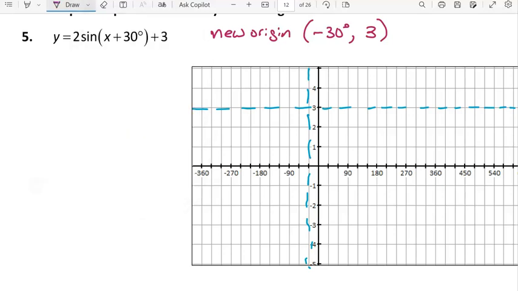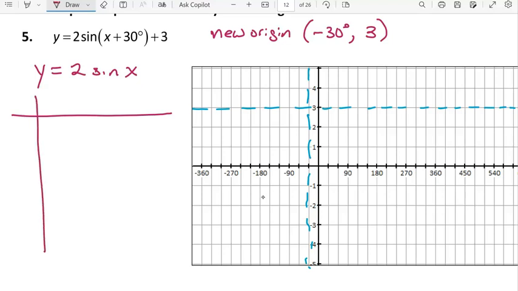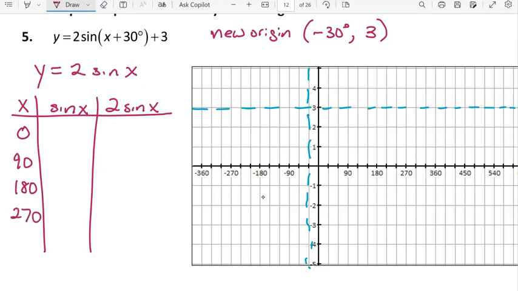And then I'm going to graph a related function that takes those translations out. So I'm going to graph y equals 2 times the sine of x. So we have an x value, we input it, take its sine, and then multiply it by 2 to get the y value of that related function where we've taken the translations out of it. So our inputs for the sine function are the quadrantal angles. And then we need to know their sine values.